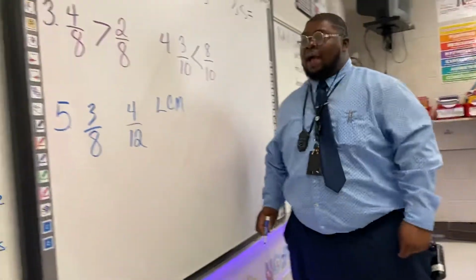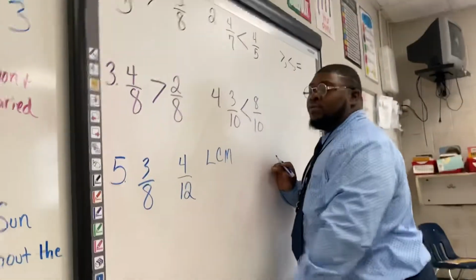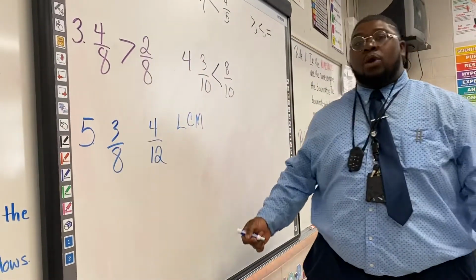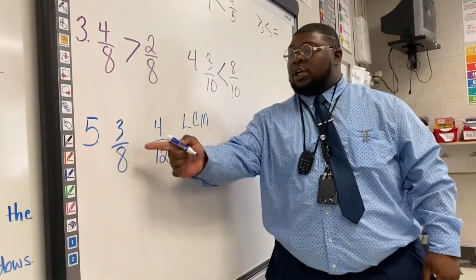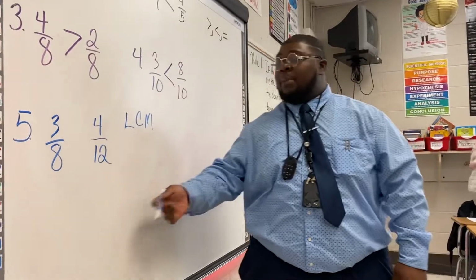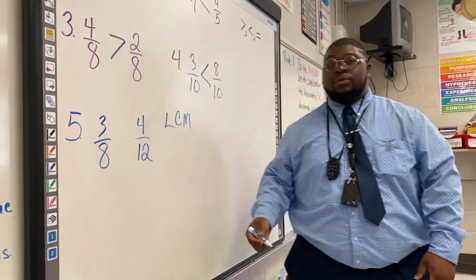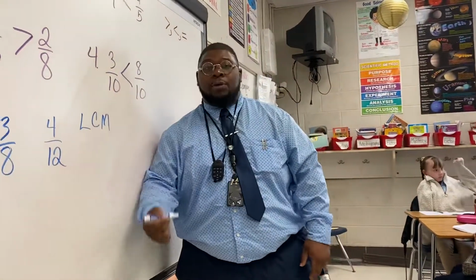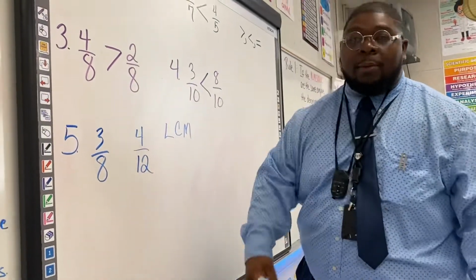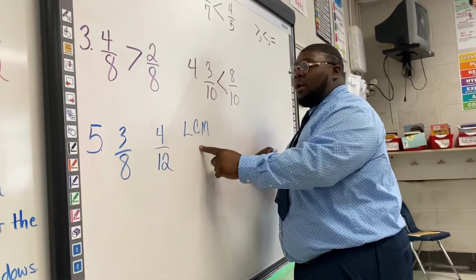So for number 5, we are comparing 3/8 to 4/12. We always check our rules to see if they apply. Rule number 1: if the numerators are the same. Clearly, 3 and 4 aren't the same. Rule number 2 states if the denominators are the same. Clearly, the denominators are not the same. So now we have rule number 3. Rule number 3 states we need to find our common denominators. How do we find our common denominators? By finding our least common multiple.